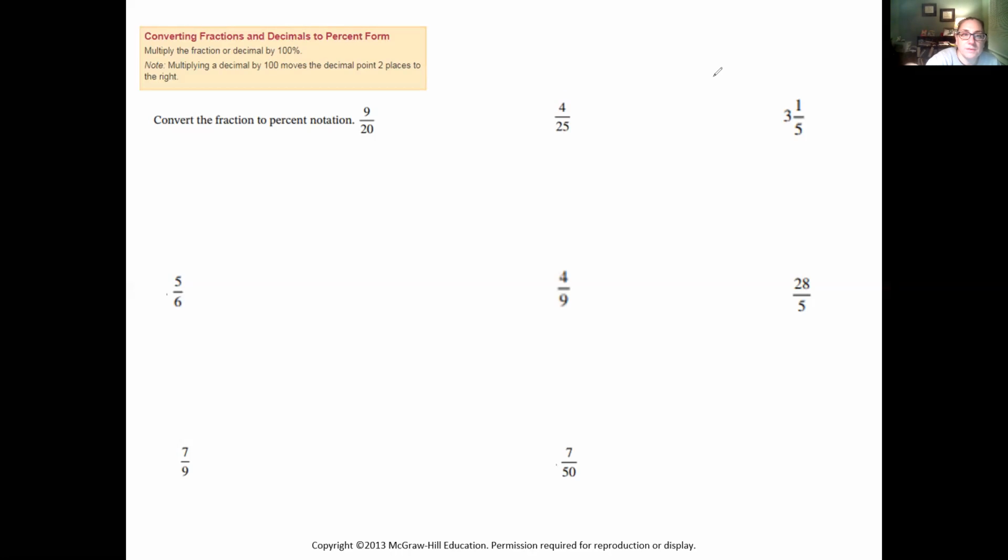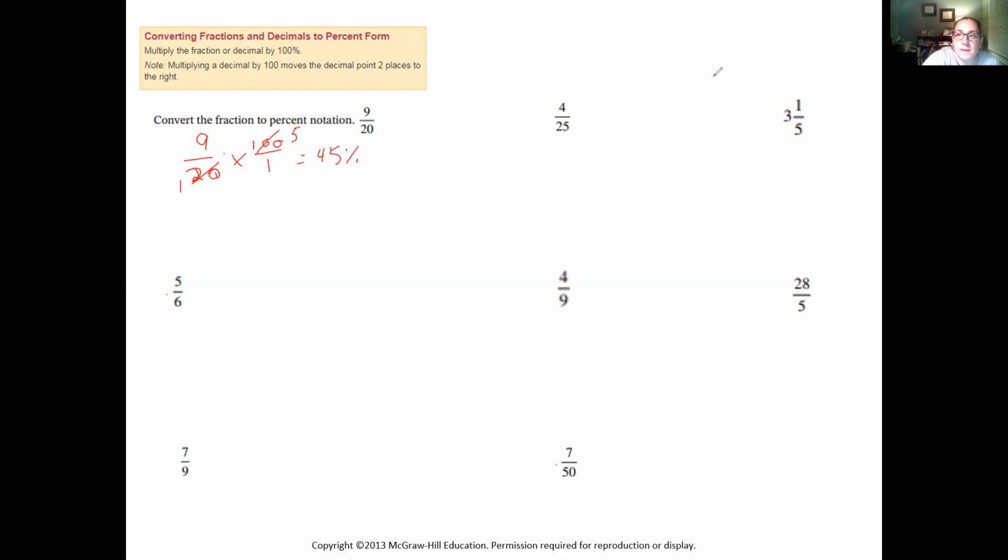I'll do both methods with you. So for 9/20, if you look up here, it says multiplying the fraction or decimal by 100% is the same as moving it 2 places to the right. What they were saying to do before was 9/20 times 100 over 1. 20 divided by 20 one time, 100 divided by 20 5 times. You're going to get 45%.